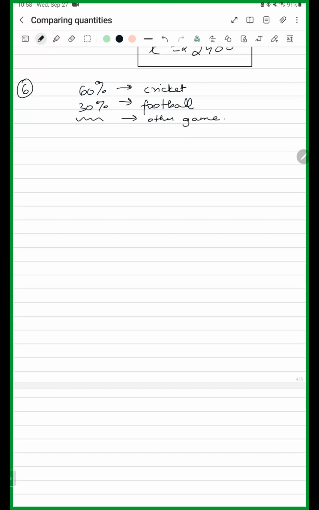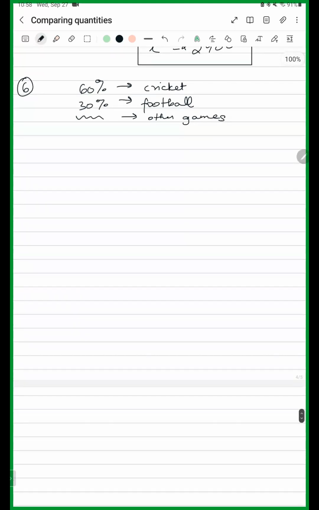So what they have told us: 60% in a city like cricket, 30% football, remaining other games. So what is remaining? We all know the total percentage is supposed to be 100. So how much is remaining? I think 40 percentage. No, no, no. 60 plus 30 is 90. So 10 percentage remaining. Very good. 10% is remaining.